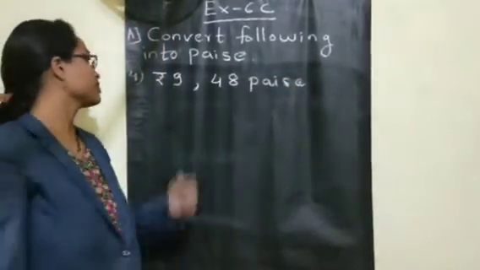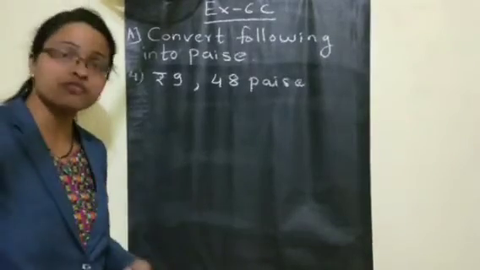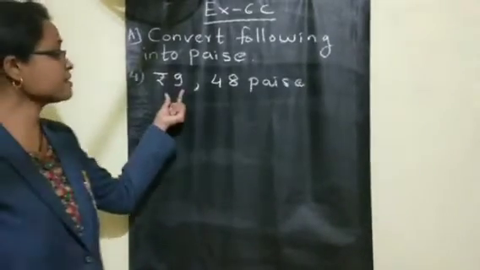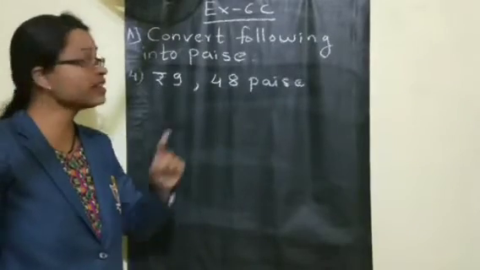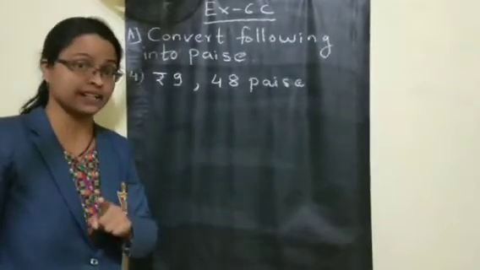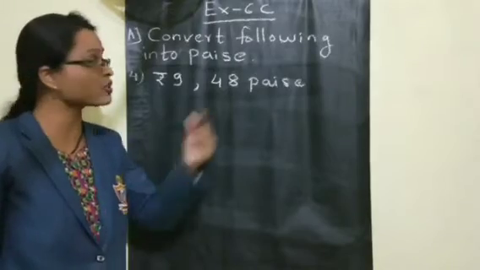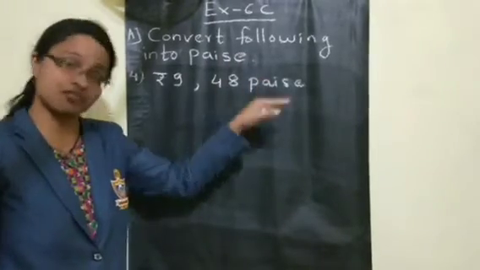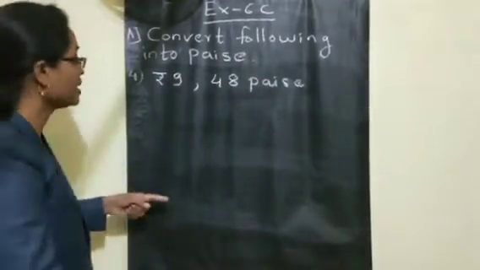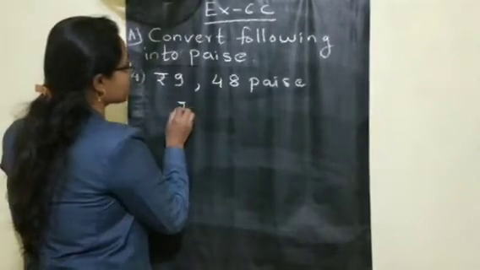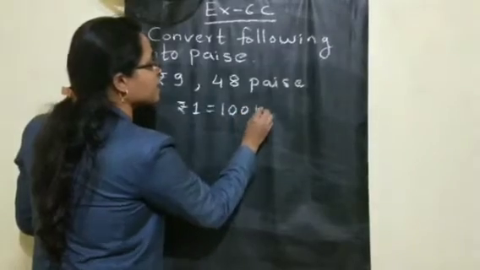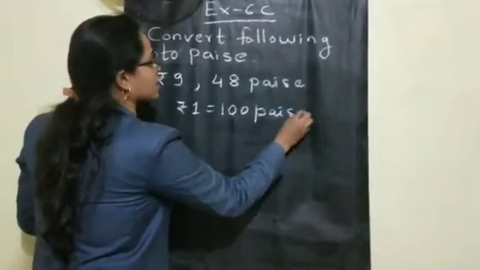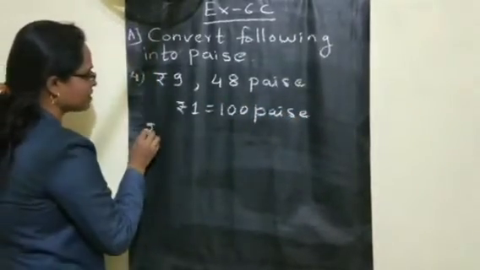Children, let us try a similar type of one more example now. Rupees 9 48 paise. One more thing children, always write paise in small letters. Don't write in capital letters, because paise we always write after the number. Okay. So our first step is you write rupees 1 is equal to 100 paise. Then write the question as it is.